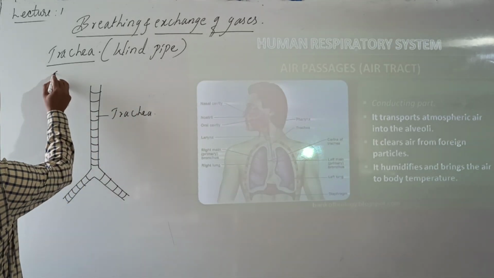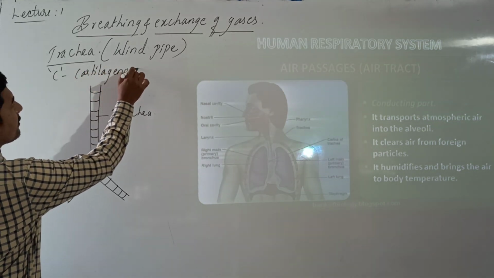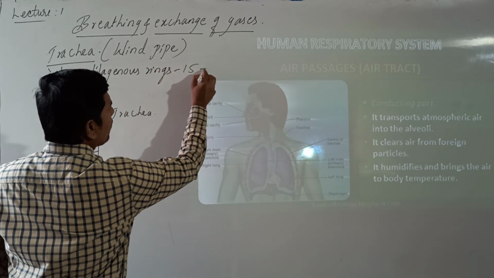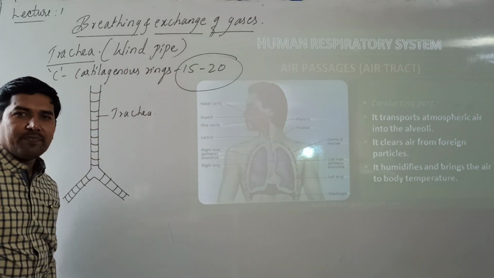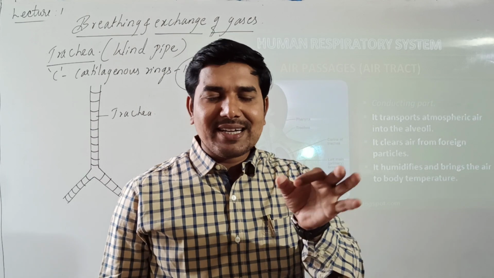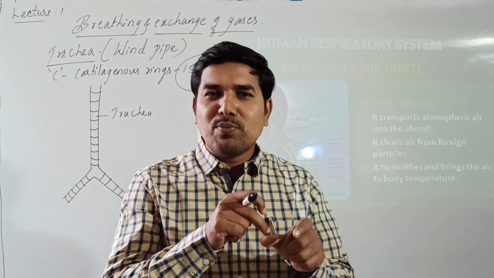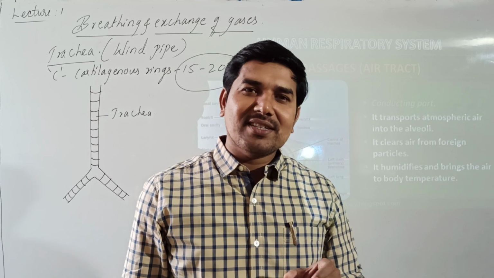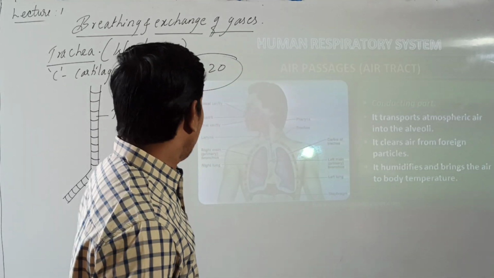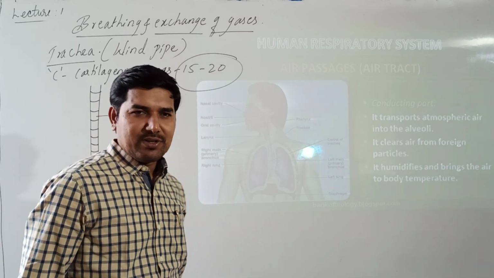It consists of C-shaped cartilaginous rings, and they are around 15 to 20. This number is important: 15 to 20. Because of the C-shaped cartilaginous rings, the trachea is always open. Behind the trachea we have the esophagus. How many are there? 15 to 20 C-shaped cartilaginous rings are present in the trachea. That's why it is called an air pipe or windpipe, through which the air enters and leaves.